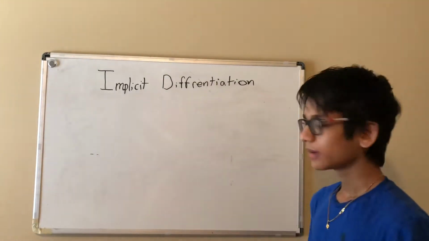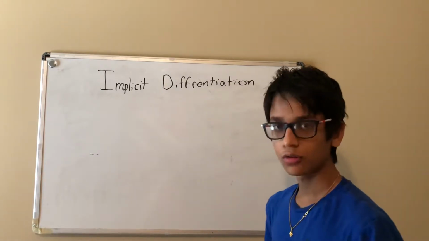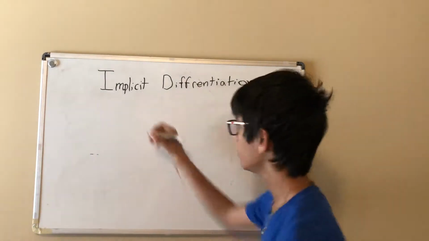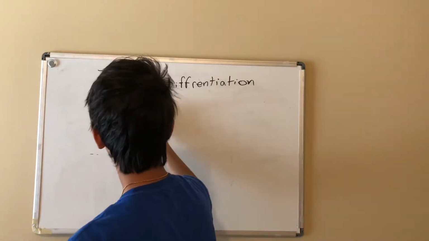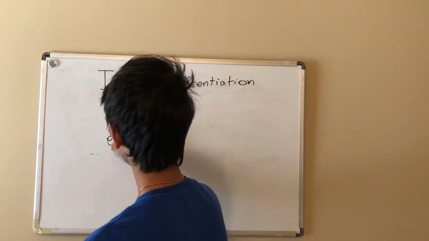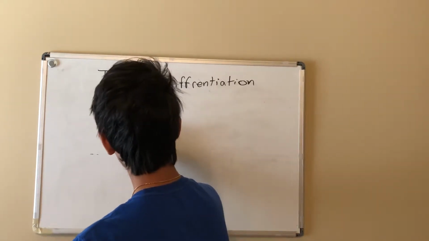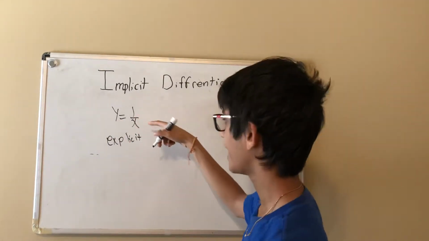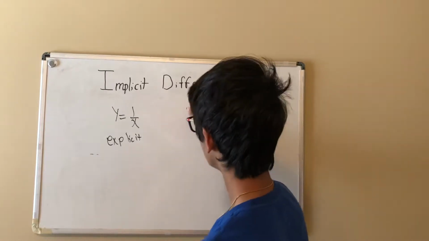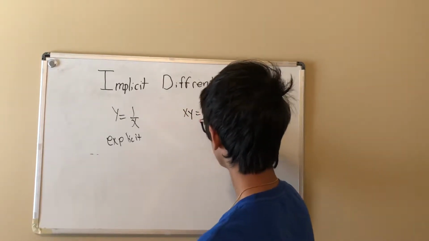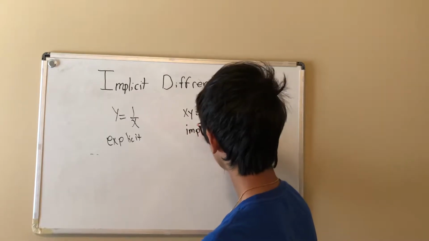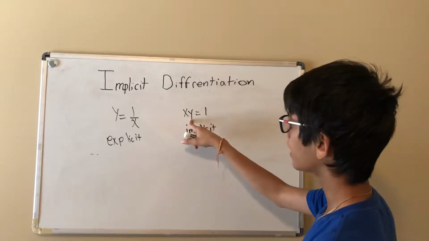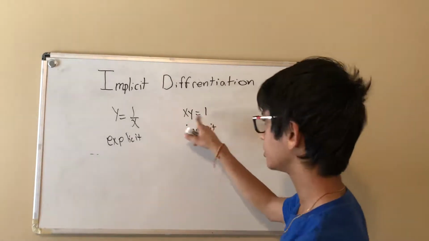Hello, so today we're going to be talking about implicit differentiation. When you're given a function, it can be written in two forms. y equals 1 over x is the explicit way, where y is explicitly defined as a function of x. But this same equation can be written as xy equals 1, and that's the implicit way. Of course, in this equation you can find y explicitly by just dividing by x.